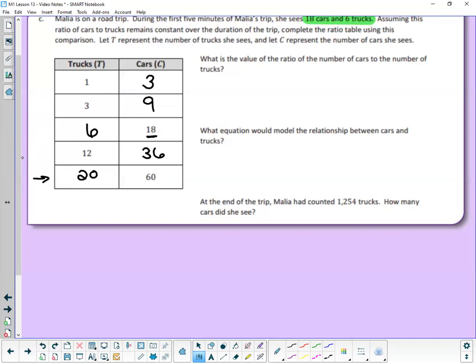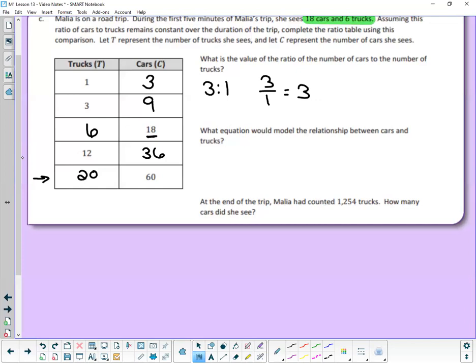So now it says, what is the value of the ratio of the number of cars to the number of trucks? Well, the ratio of the number of cars to the number of trucks is 3 to 1. So we're going to write that as a fraction, and then we're going to put it in its simplest form. So then it says, what equation would model the relationship between cars and trucks?